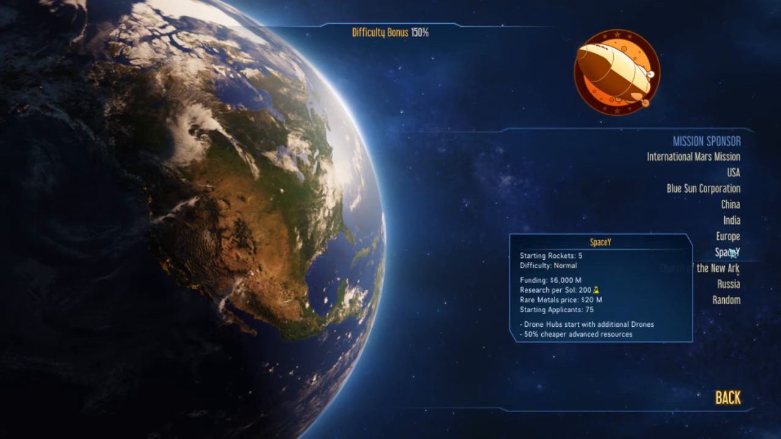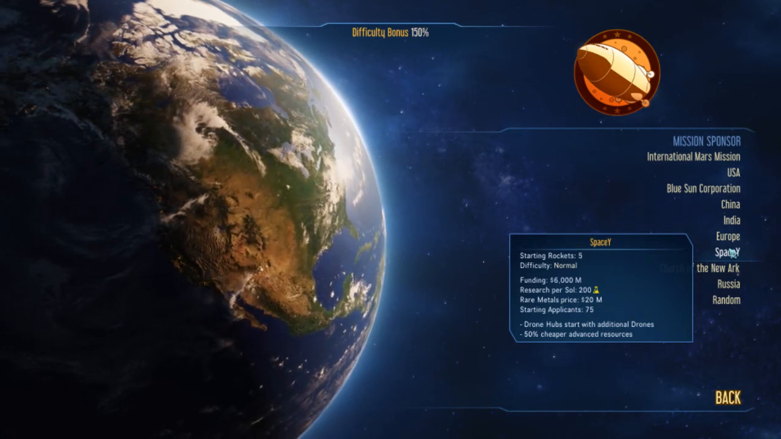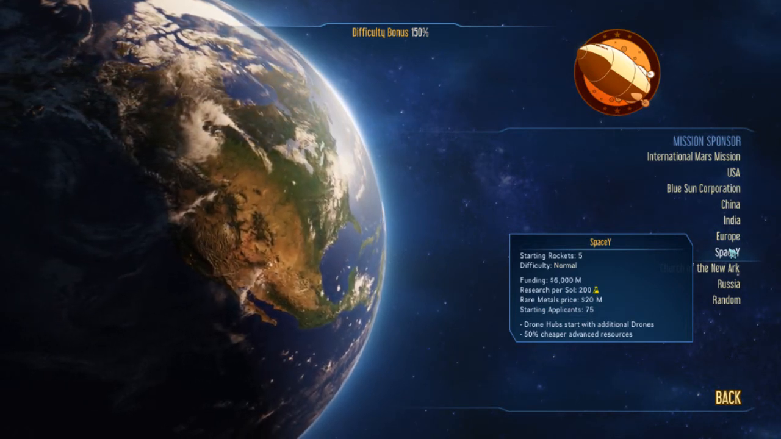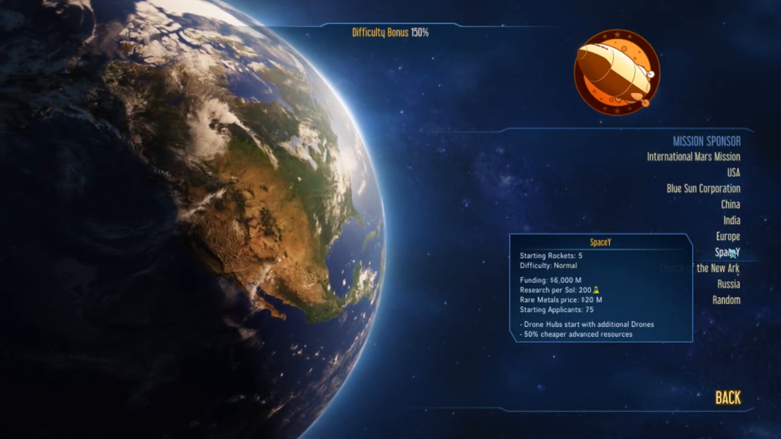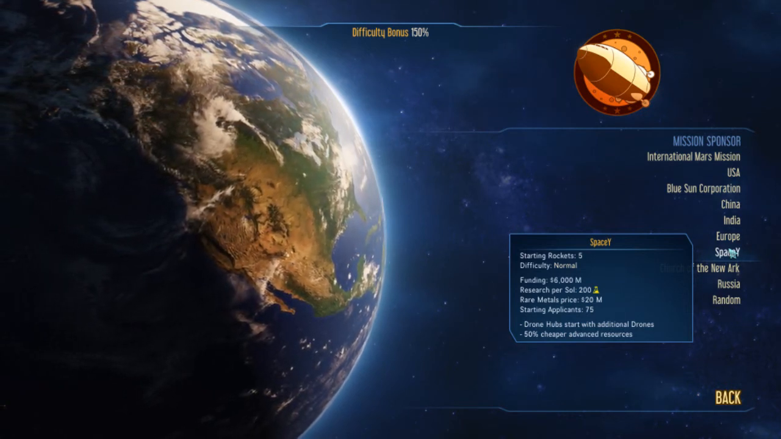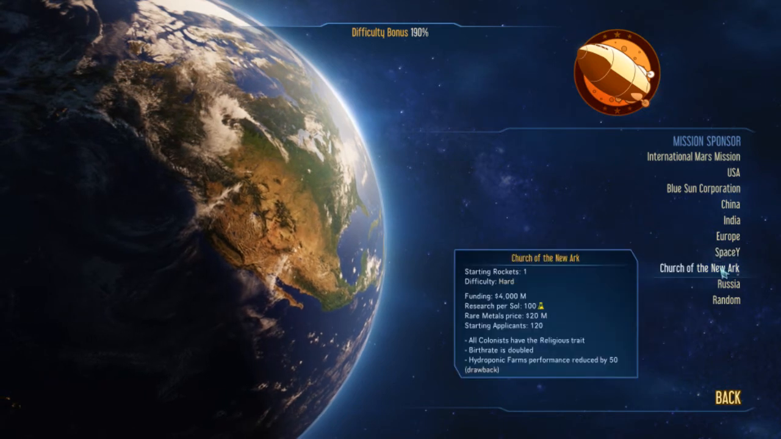So they're kind of an interesting one. They sort of rely on efficient trades for specific resources, whereas with the Blue Sun Corporation, you might want to use that money to buy factories and stuff like that. For Spacey, you definitely buy the raw resources.